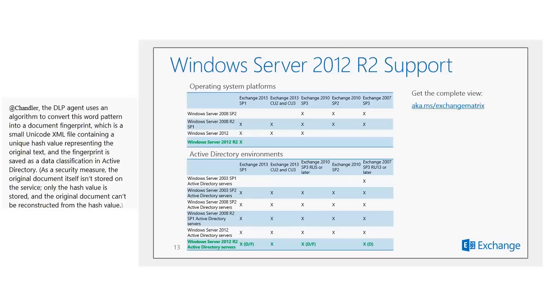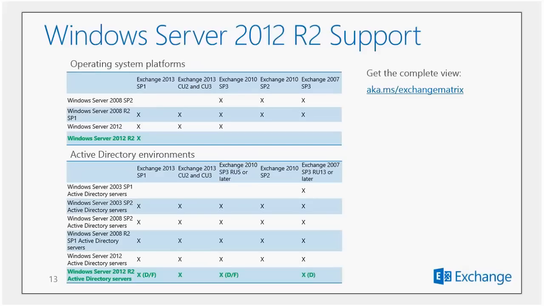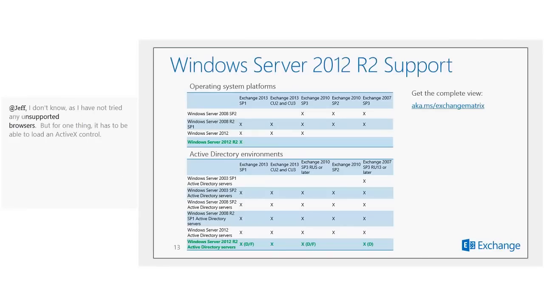As of Exchange Server 2013 SP1, Windows Server 2012 R2 is a supported OS. That doesn't change the story for earlier releases of Exchange Server 2013 being CU2 or CU3. Those are not supported on 2012 R2, as you can see noted here. So if you want a platform on 2012 R2, SP1 is the ticket to be able to go there. Okay.